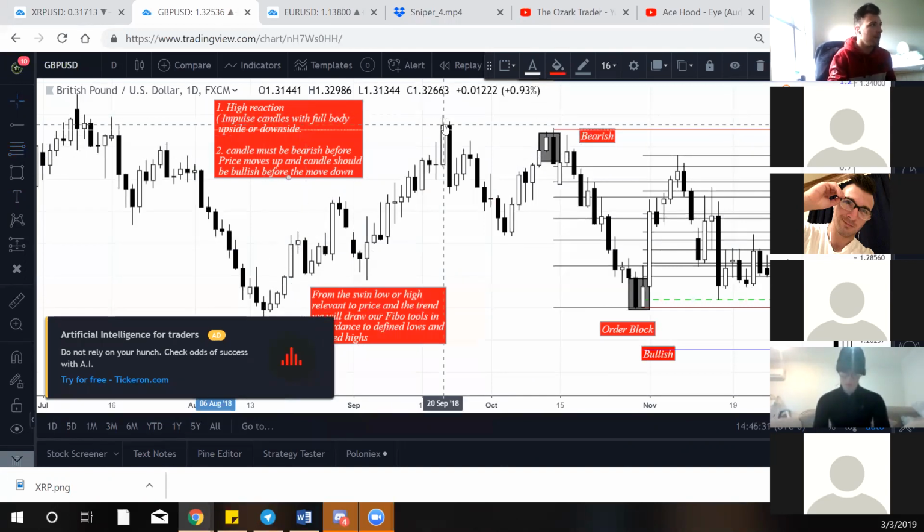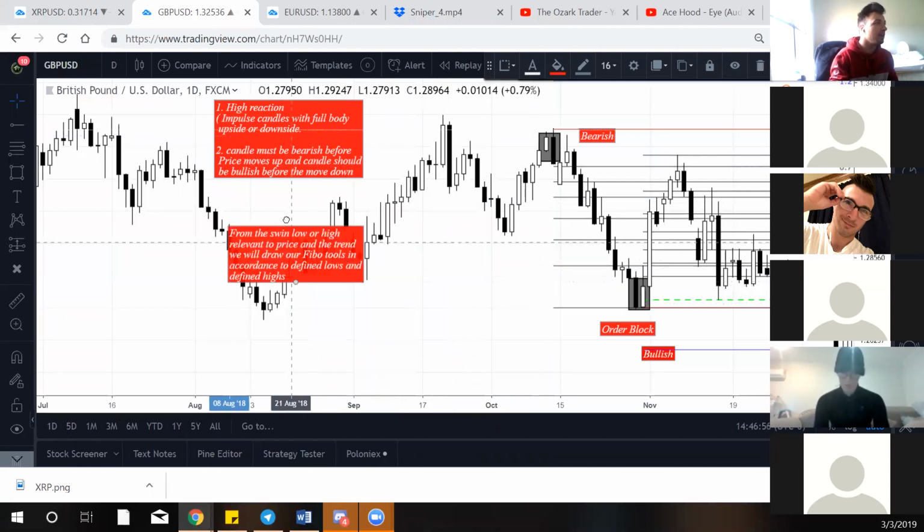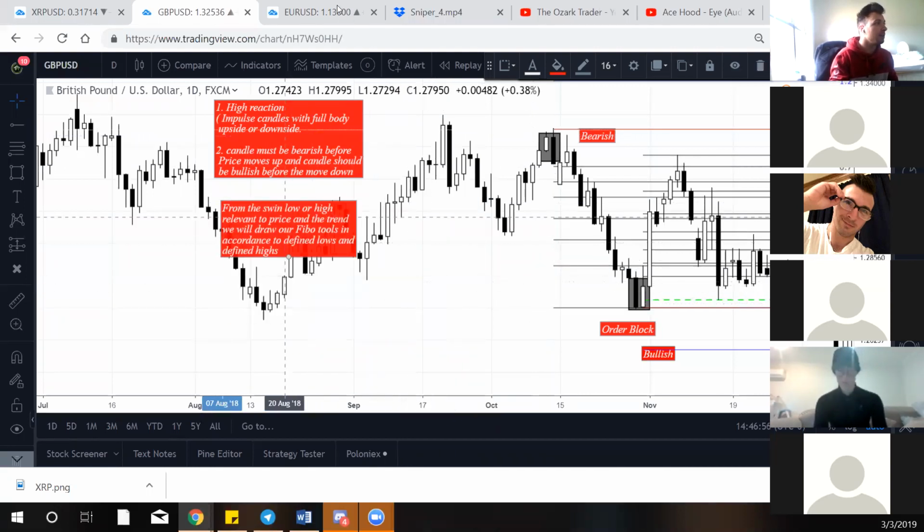It's a high reaction area right here. Okay. Check. High reaction area. Candle must be bearish before the price moves up or down. Okay. Bearish or bullish, right? Bullish impulse. Check. And then what? Bearish impulse. Check. Awesome. So now we know that. What else do we need to know?